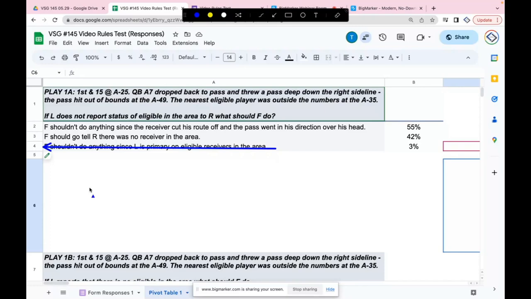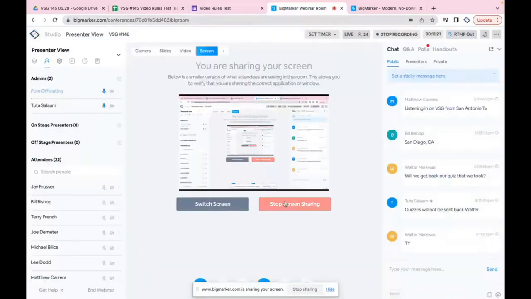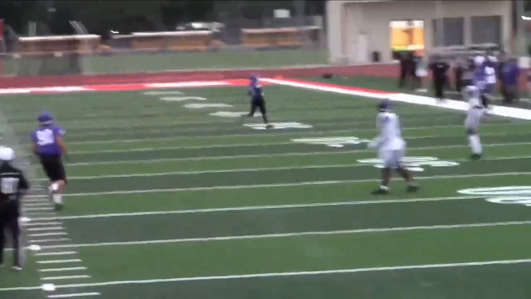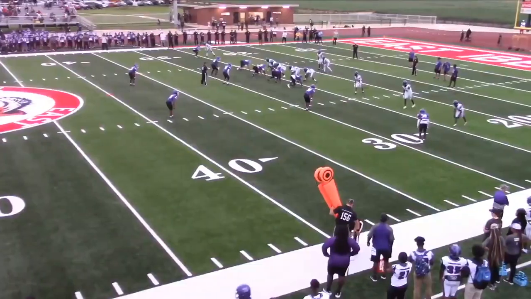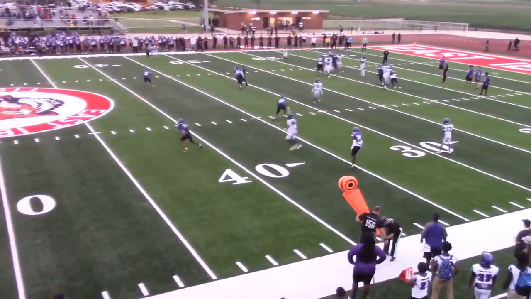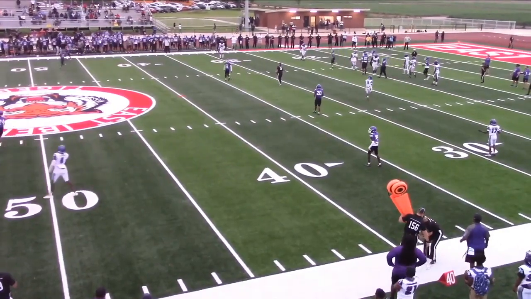42% said F should go tell the R there was no receiver in the area. And then 55% said, so this is where we get into it, right? 55% said F shouldn't do anything since the receiver cut his route off and the pass went in his direction over his head. Okay. So at this point, please get back to the video. So the debate is, should F go tell the R that the receiver cut his route off, or should the F do nothing?